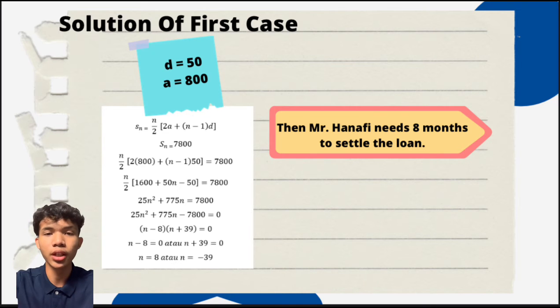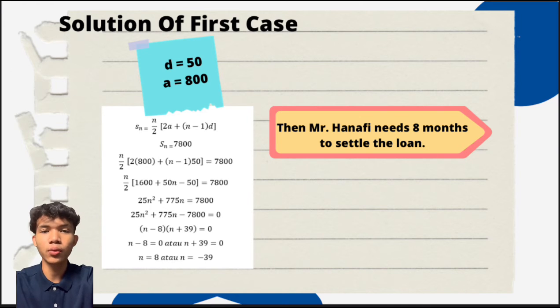As you can see on the screen, there is the solution of case study 1. The monthly payment for an arithmetic progression is A equal to 800 and D equal to 50. Let's say the number of months required to settle the loan equal to N. So we start with the first step, S_N equal to 7,800, and the next step, N over 2 multiplied with 2 in bracket with 800 plus N minus 1 in bracket multiplied with 50.